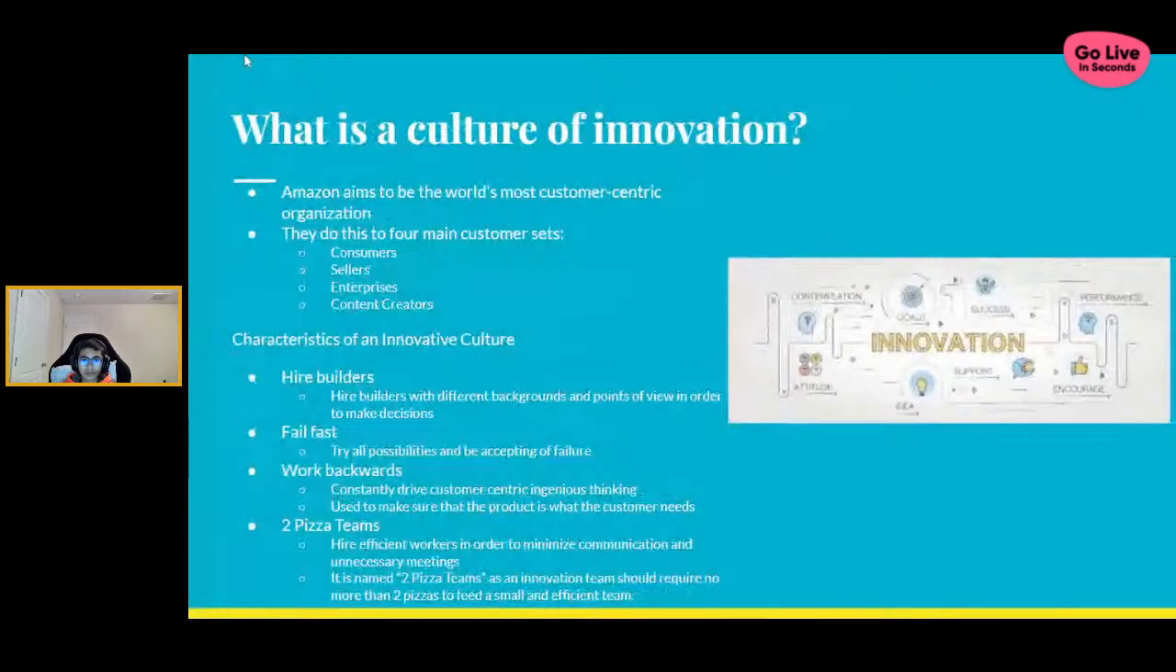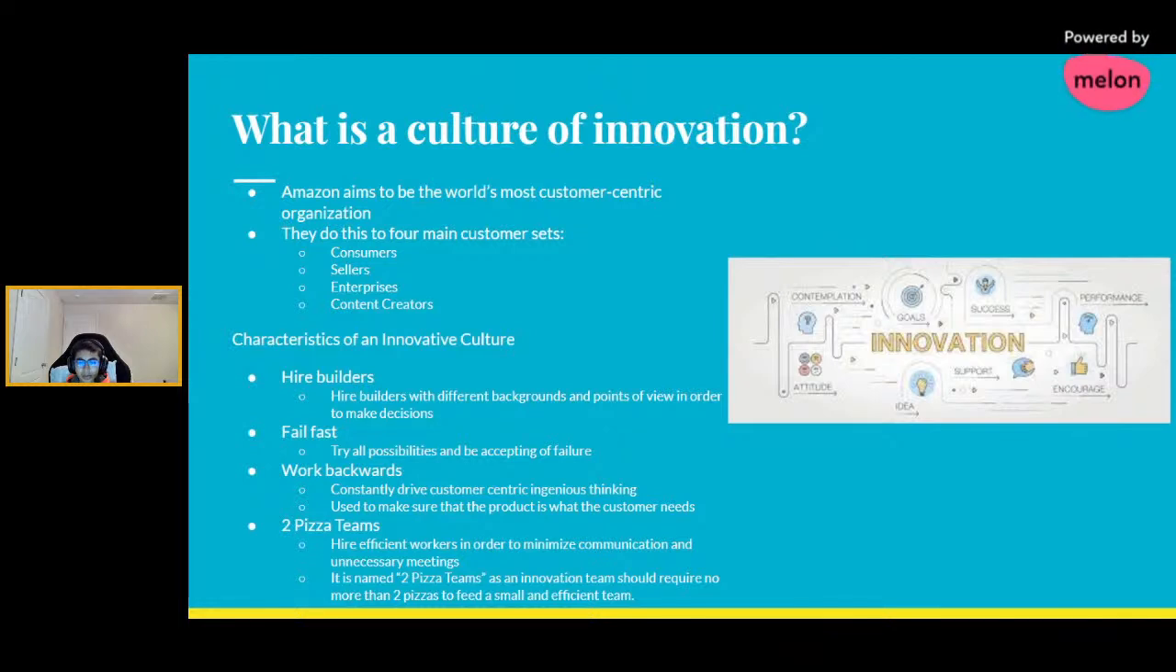Next, what is the culture of innovation? So Amazon aims to be the world's most customer-centric organization, and they do this to 4 main customer sets: consumers, sellers, enterprises, and content creators. So what are the characteristics of an innovative culture? There are 4 characteristics: hiring builders, failing fast, working backwards, and 2 pizza teams.